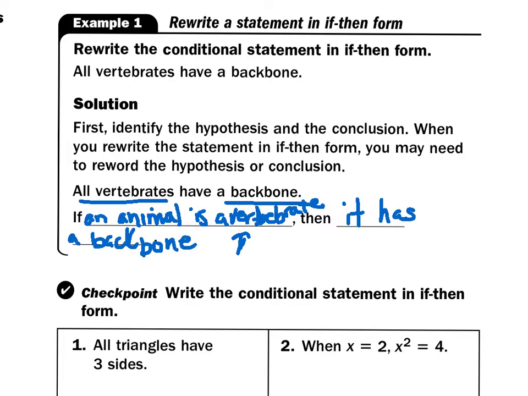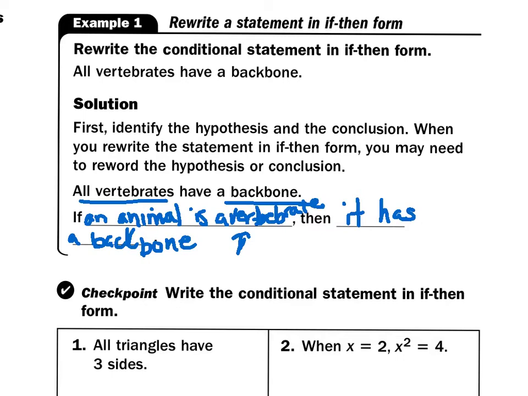How about the contrapositive? Contrapositive, I start with the converse. If an animal has a backbone, then it's a vertebrate, and negate it. If an animal does not have a backbone, then it's not a vertebrate. Whew. Okay.